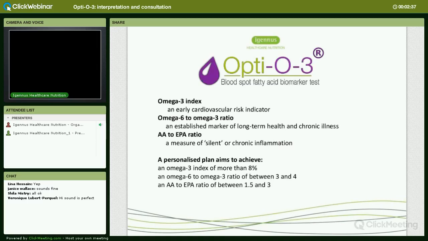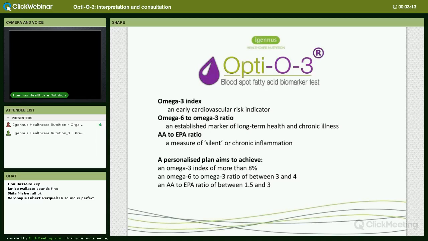So this is our Opti-O-3. Unlike standard fatty acid profiling tests, there are a few labs that offer fatty acid testing, our recommendations are focused and based on very specific health biomarkers. So we look at the omega-3 index. This is the amount of EPA and DHA within our red blood cells, and it's expressed as a percentage of the total amount of fatty acids. In this case, we screen for 26 different fatty acids, and so it's expressed as a percentage of those.